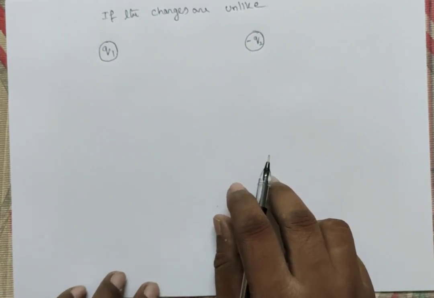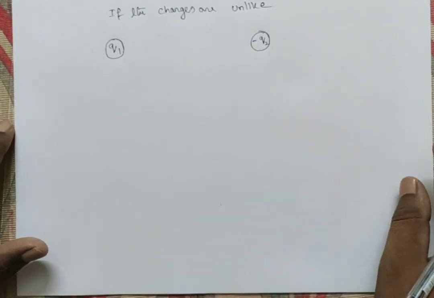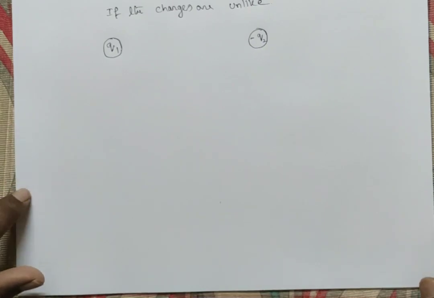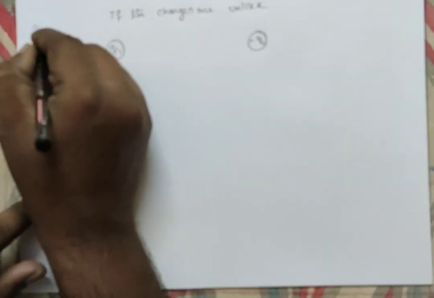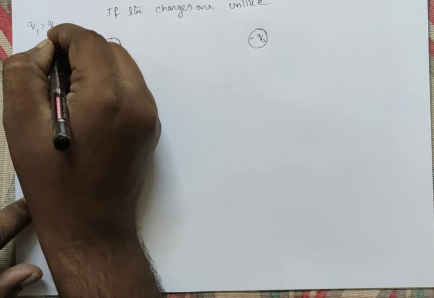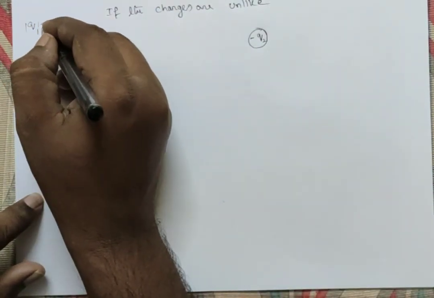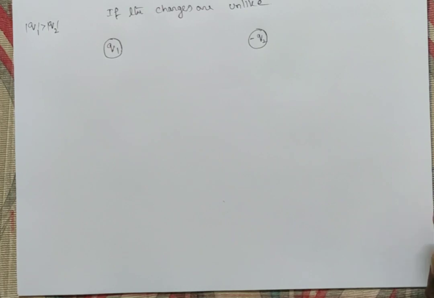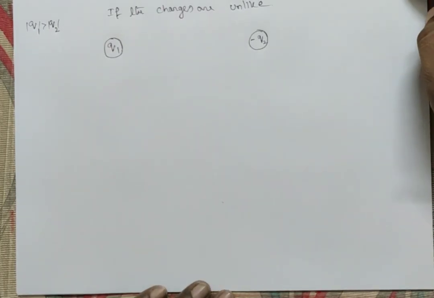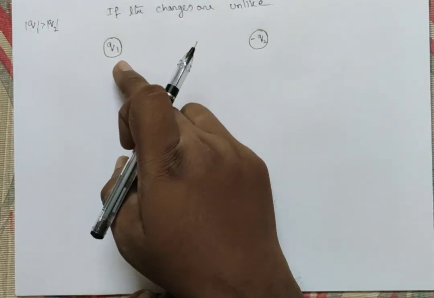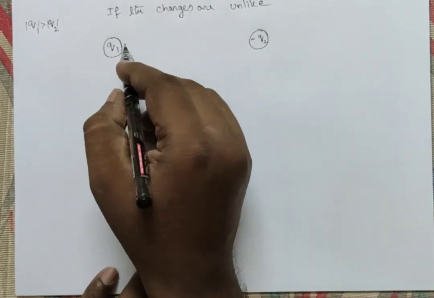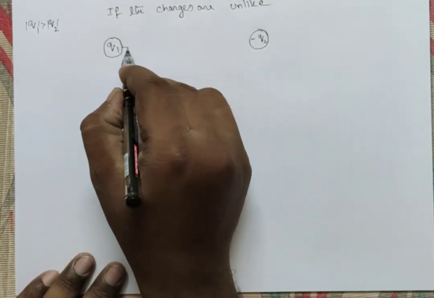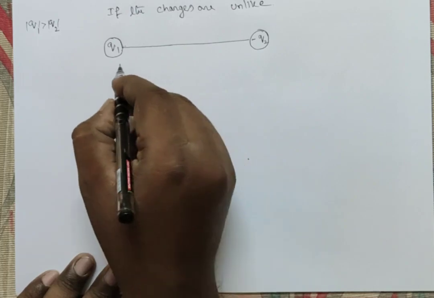Here the same condition: the magnitude of charge q1 is greater than the magnitude of q2. When a negative charge is there, only magnitudes have to be considered, whichever is larger in magnitude. Now the separation between these two charges is R.